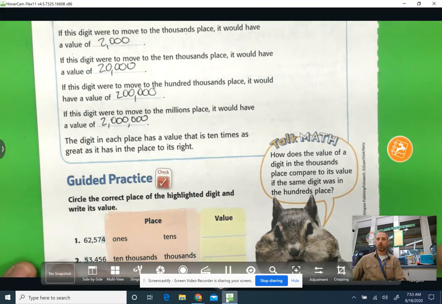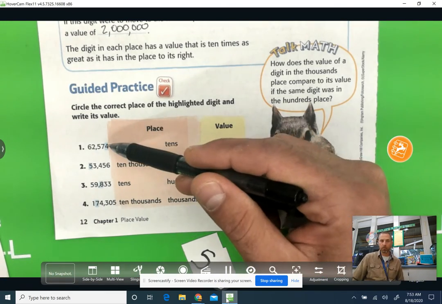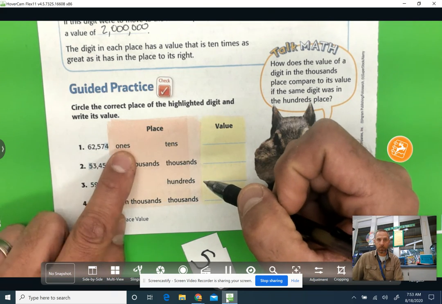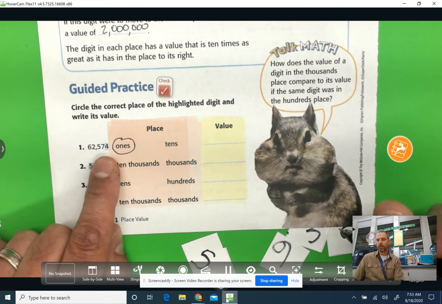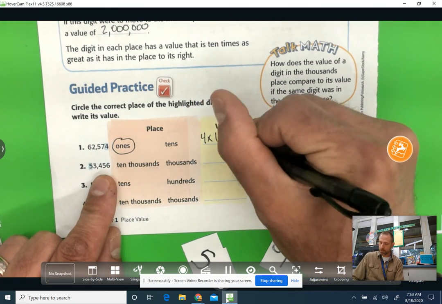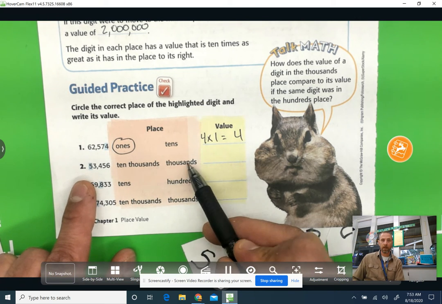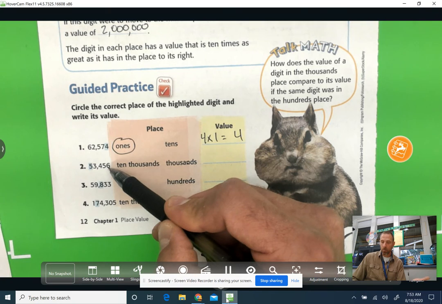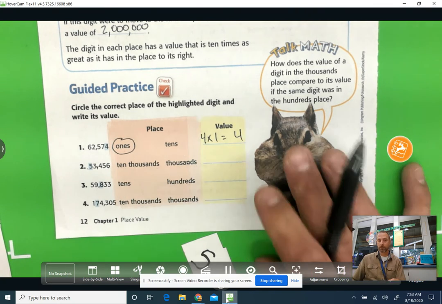All right. So let's take a look here at a couple of problems from our guided practice. We have a highlighted 4 and it's in the ones place. What place is it in? In the ones. And what's its value because it's in the ones? Well, 4 times the ones place equals 4. We've got a 5. It's either in the thousands place or the 10,000s place. And we can simply start counting: ones, tens, hundreds, thousands, 10,000s.